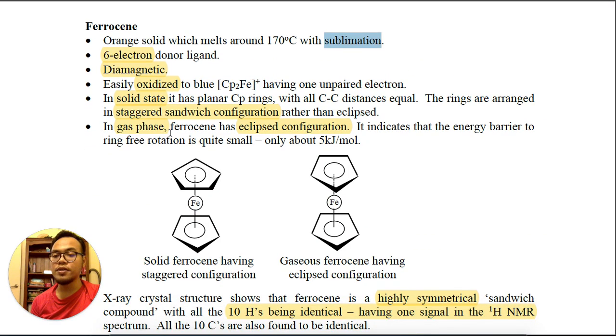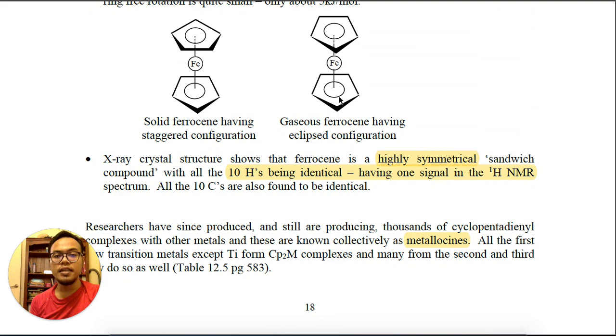In the solid state, the configuration is a staggered sandwich configuration. In the gaseous state, it is an eclipsed configuration. So it can rotate very easily because the energy barrier is only about 5 kilojoules per mole. From solid to gaseous state, the configuration changes from staggered to eclipsed. From this diagram we understand there is a difference between these two diagrams. I hope you understand how to draw solid ferrocene and how to draw gaseous ferrocene. This one is eclipsed, this one is staggered configuration.